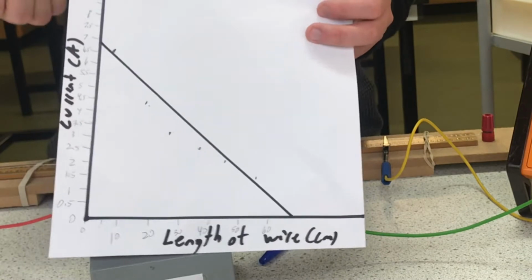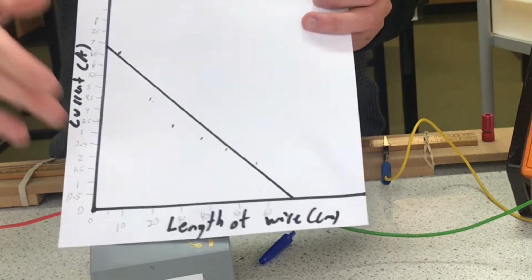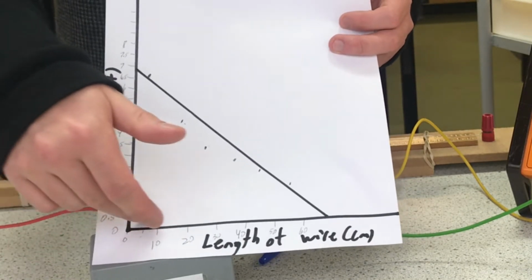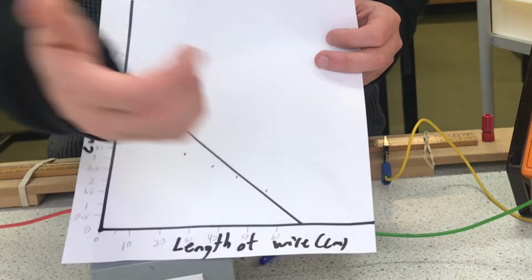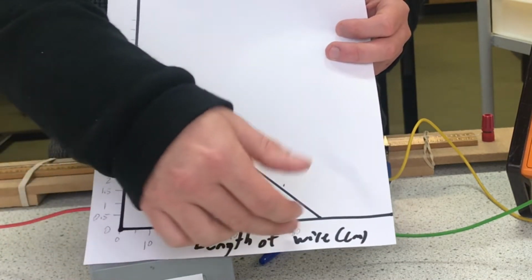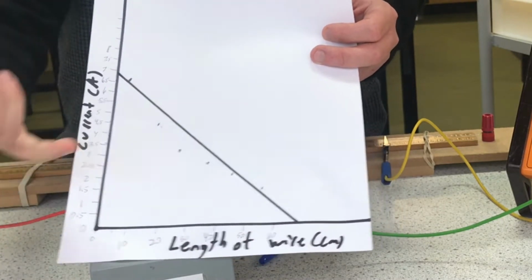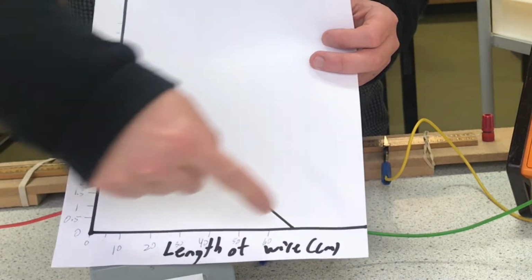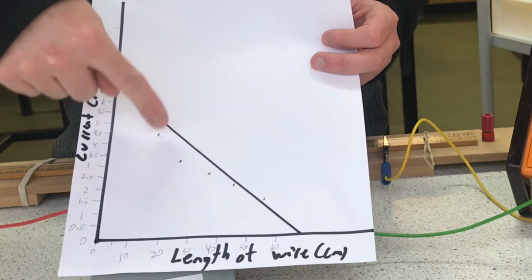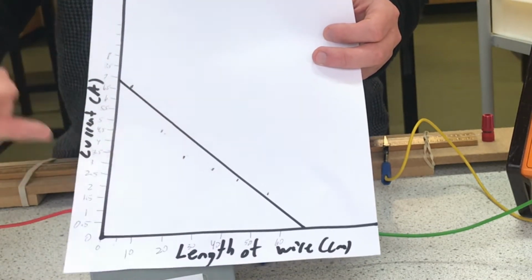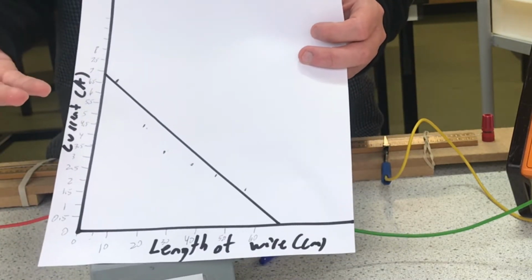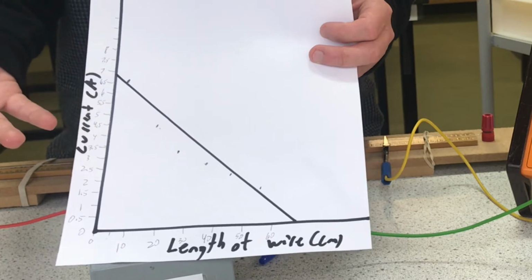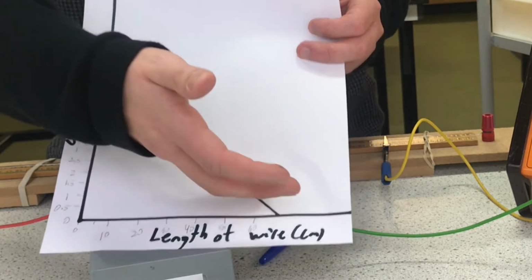To describe a graph, we always start with the x-axis, and the x-axis always increases. So we always say as x increases, or in this case, as the length of wire increases, we can see that the current is decreasing. So we describe this graph as x increases, y decreases. Now to put it in words, we'd say as length of wire increases, current decreases.